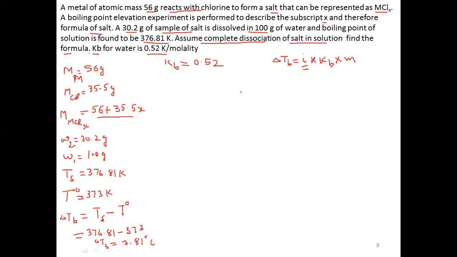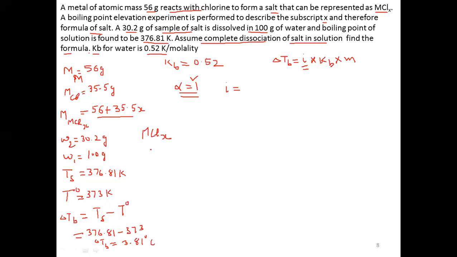If an ion or salt completely dissociates, remember this statement, that means alpha is 1. So its iota is given by the number of ions that it furnishes in the solution. It is only when alpha is 1 that iota is equal to the number of ions that it furnishes in the solution. Now MClx, let us see how it dissociates.